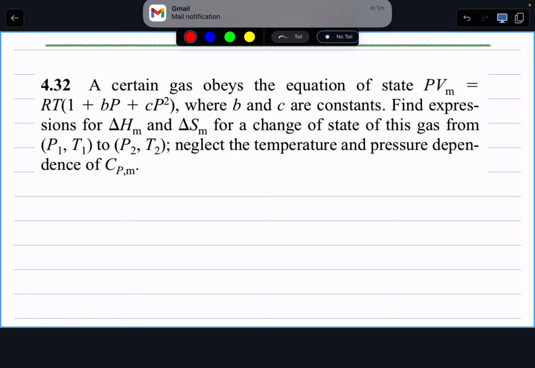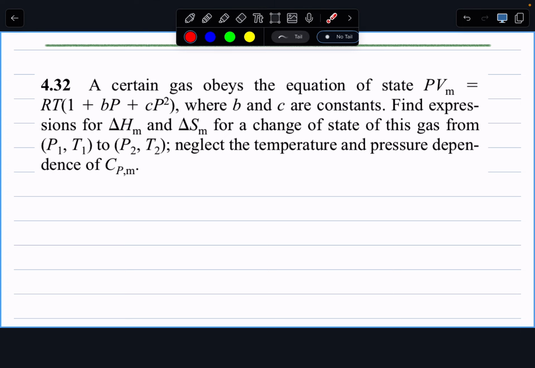In the equation of state, your B and C are constant. The question asks you to find an expression for delta H_m, the molar enthalpy change, and delta S_m, the molar entropy change, for a change of state of this gas from P1, T1 to P2, T2. And it's also saying you can assume your C_pm is a constant. All right, so this is going to be one of the more challenging problems if you ever see it in your worksheet. So how do we approach it?